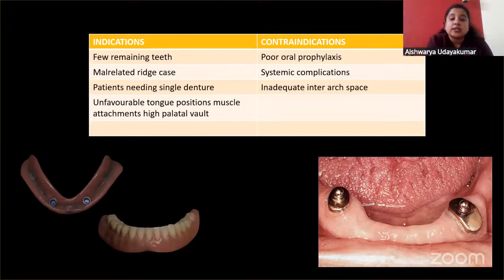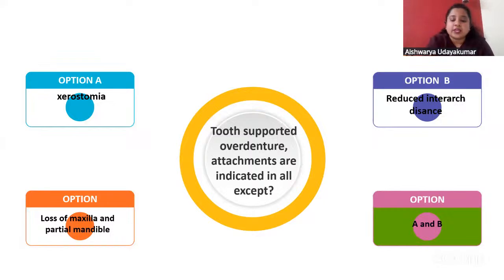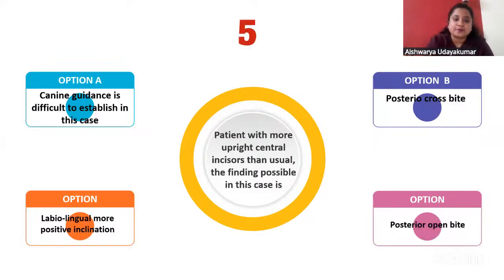Now, below are the images that I have provided for an overdenture. You can see that they have several attachments for which we need increased distance. So these indications and contraindications you can just read with the idea I have given, so that you can easily understand where it is not given. That way we go with option D.